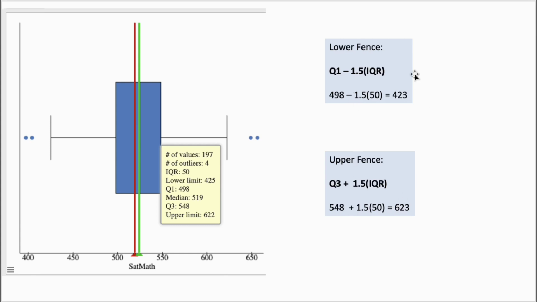So we have these upper and lower fences. It says if a math SAT score is less than 423, it's a low outlier. And you can put little pink boxes around these in StatCrunch, and you can actually find out what the values of these outliers are and what the corresponding cities and towns are.